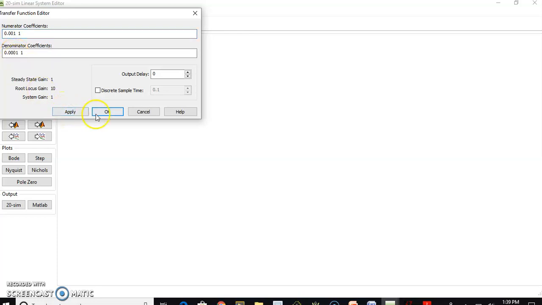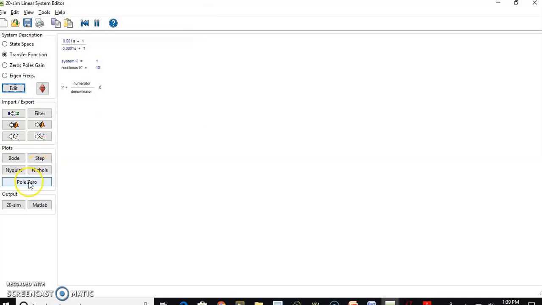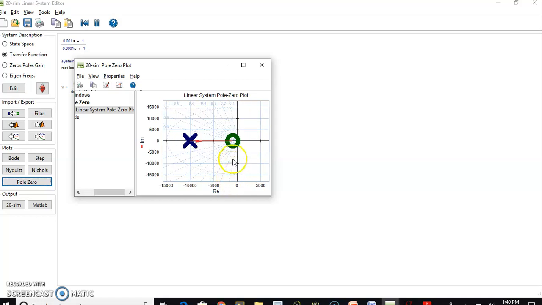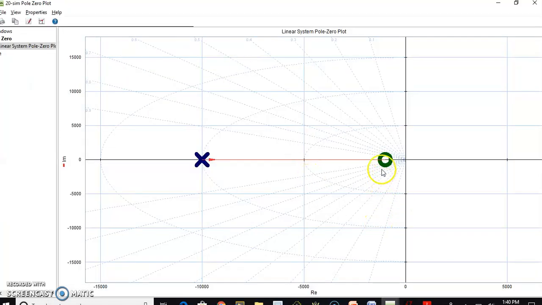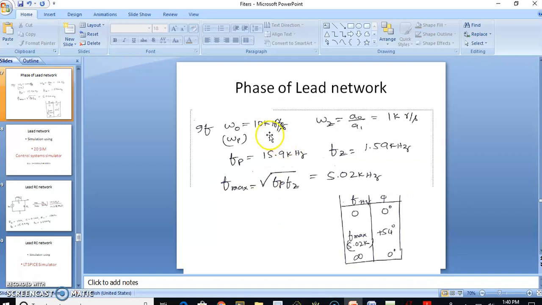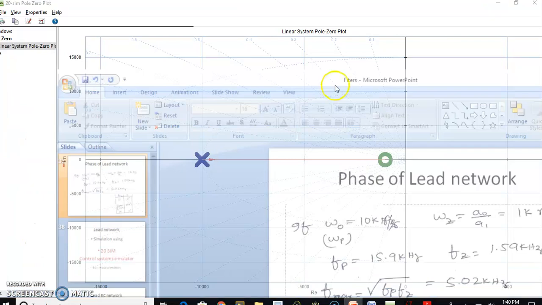If I apply this and say okay, let me see the pole-zero plot of it. We know that we are supposed to get the zero first, which is closer to the imaginary axis. Now you can see the zero is located at minus 1000, whereas the pole is located at minus 10,000. So this is the location of poles and zeros. That's what we assumed, that omega p is 10 kilo radian per second, and omega z is 1 kilo radian per second, which is exactly seen here.